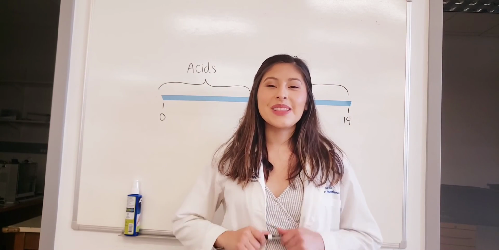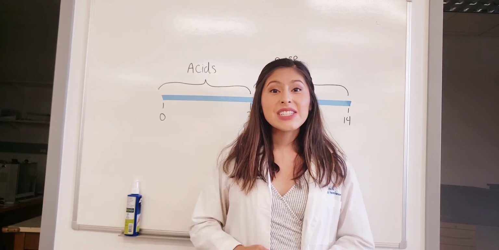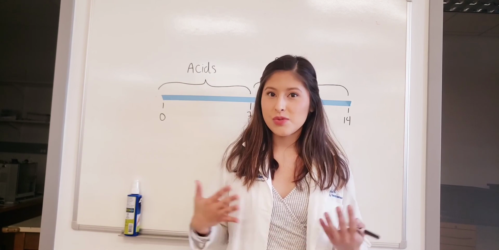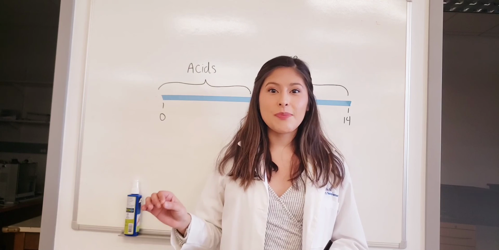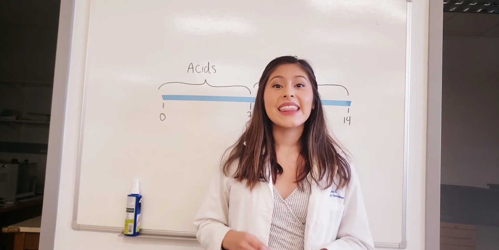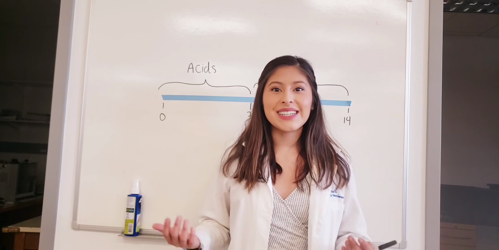Great job on completing your experiment. As we saw in the video, whenever we poured our pH indicator, which was the cabbage juice, into the baking soda, it turned a green-bluish color. This indicated that the baking soda was a basic solution.